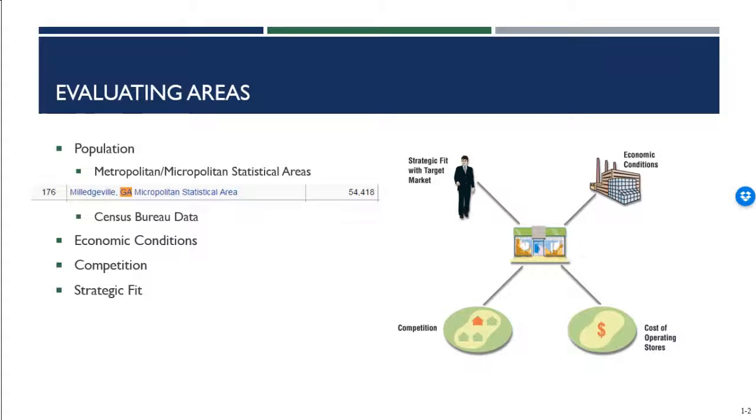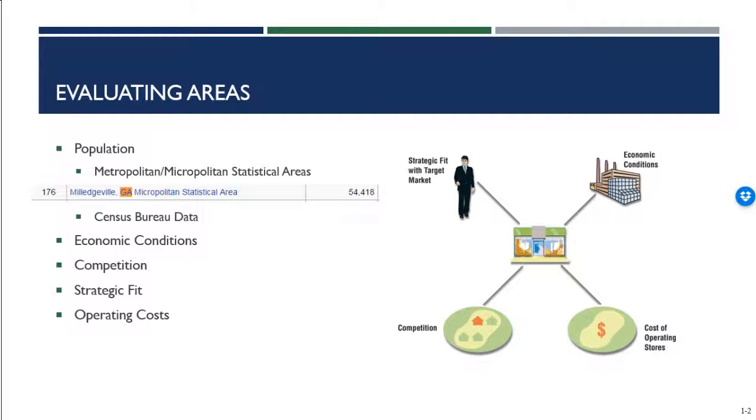When we talk about strategic fit, which is another factor to look at, we're talking about how well the consumers in your target market fit with the people who live in that area. So we're looking to see if the target area has customers that meet our demographic and lifestyle profile that we've identified to purchase our products or services. And the last factor we look at is operating costs.